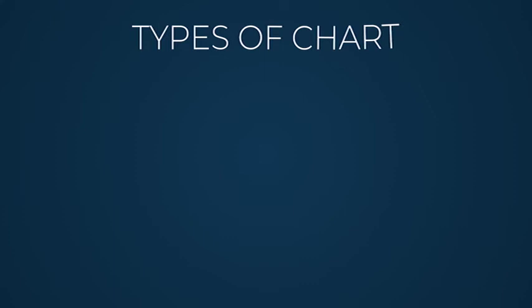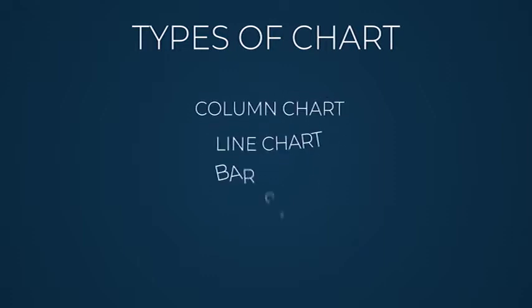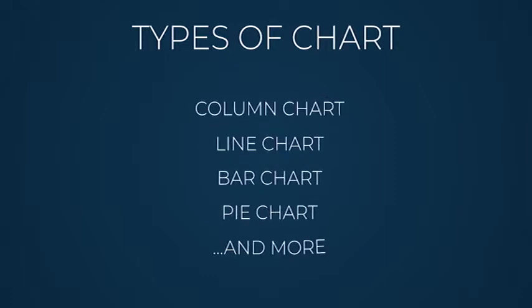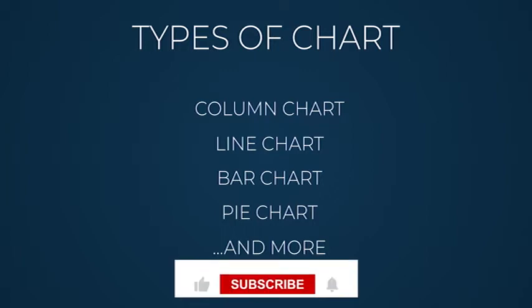Next, we're going to look at some types of chart. The first type of chart we have is the column chart. Next is the line chart. We also have the bar chart, and we also have the pie chart. So we're going to be looking at those types of chart. Alright, so we're going to jump in and see how we can create our chart in our workbook.